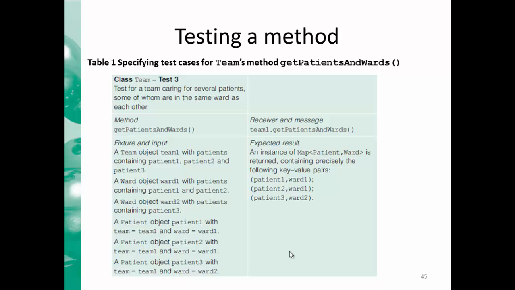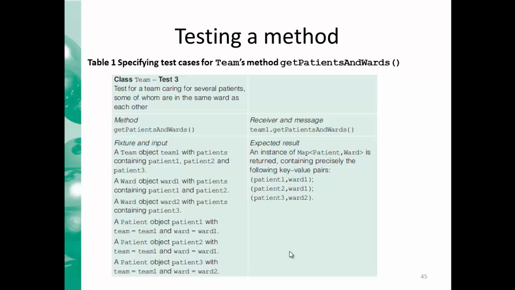So test 3 will test for a team caring for several patients, some of whom are in the same ward as each other. So you find more than one patient in the same ward cared for by the same team. The method again is getPatientAndWards. The receiver and message is team1.getPatientAndWards. Fixture: we need a team1 with many patients this time.